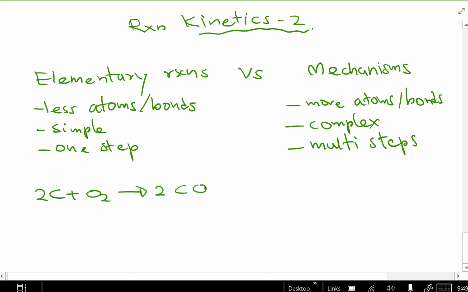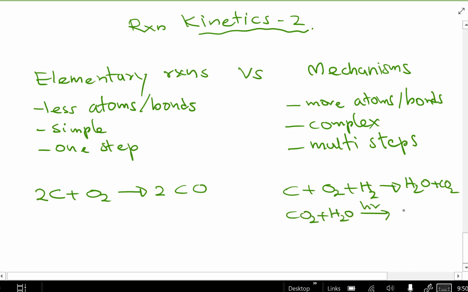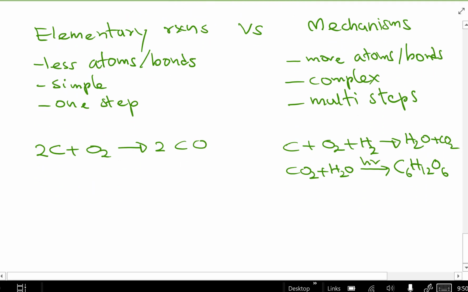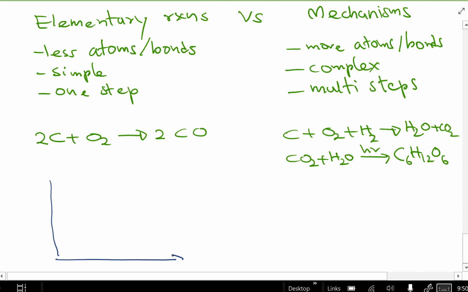So elementary ones are something like carbon plus oxygen, just squeeze in and you get CO, carbon monoxide. But for a mechanism, one example is carbon dioxide and water, and then these two with sunlight will make C6H12O6, which is glucose. It's 10 steps or more depending on the pathway, right?